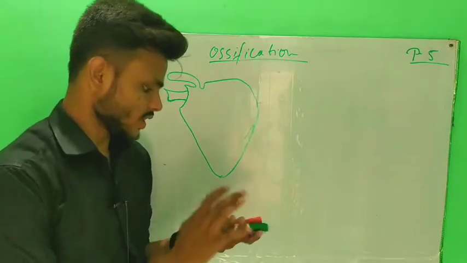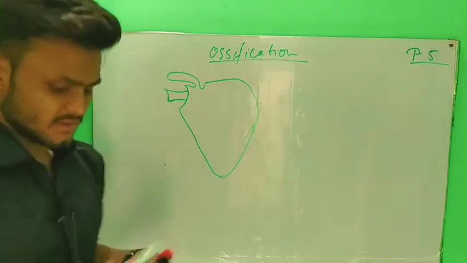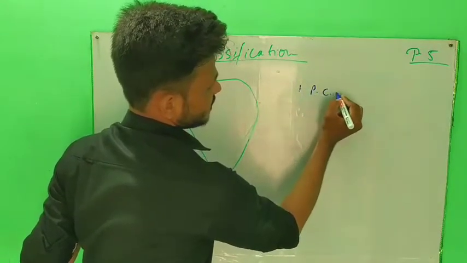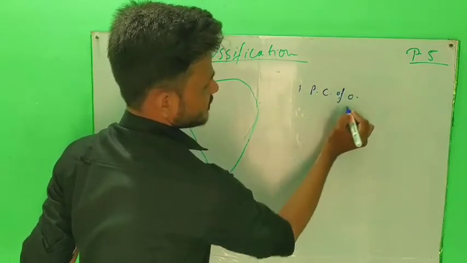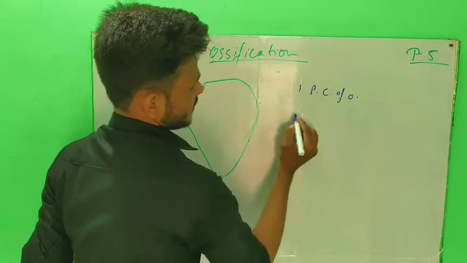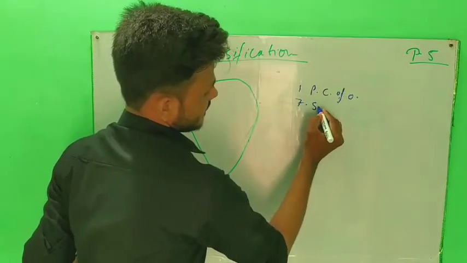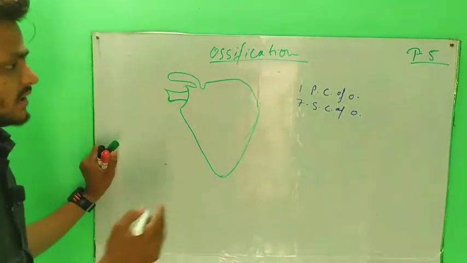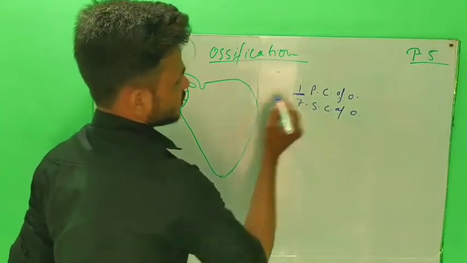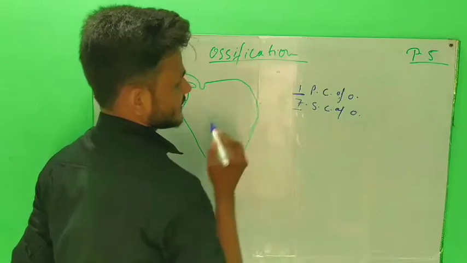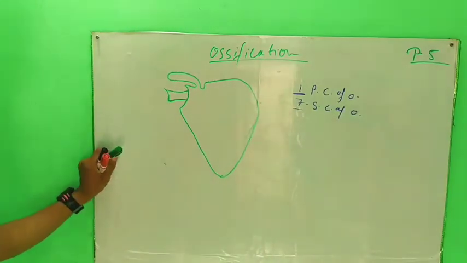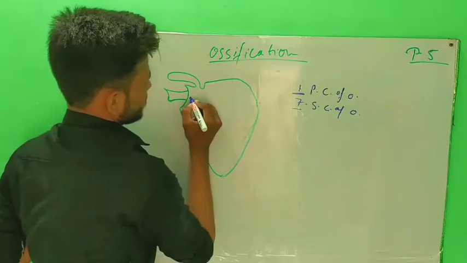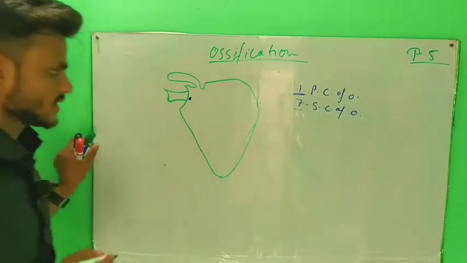Firstly, the scapula has one primary center of ossification and 7 secondary centers of ossification. One primary center of ossification is on the glenoid cavity.